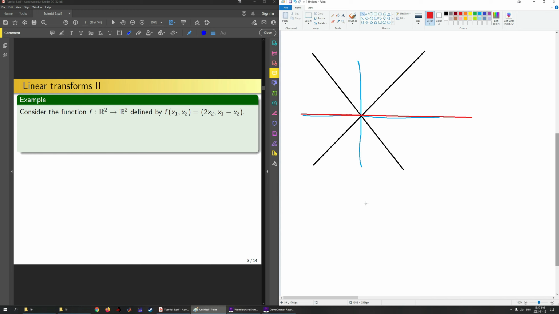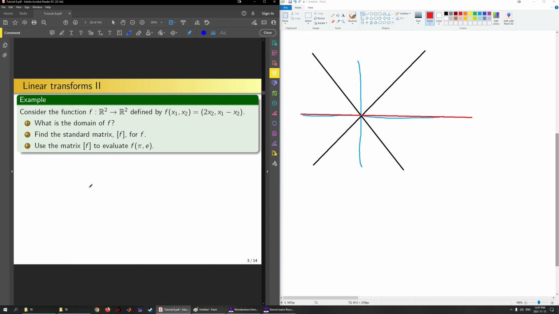So consider a linear function f from R2 to R2 defined by f of x1, x2 is given by these two pairs here. Okay, given this, I can ask for some information. First, what's the domain of f? What's the standard matrix for f? And use the standard matrix to evaluate f at the point pi, e.